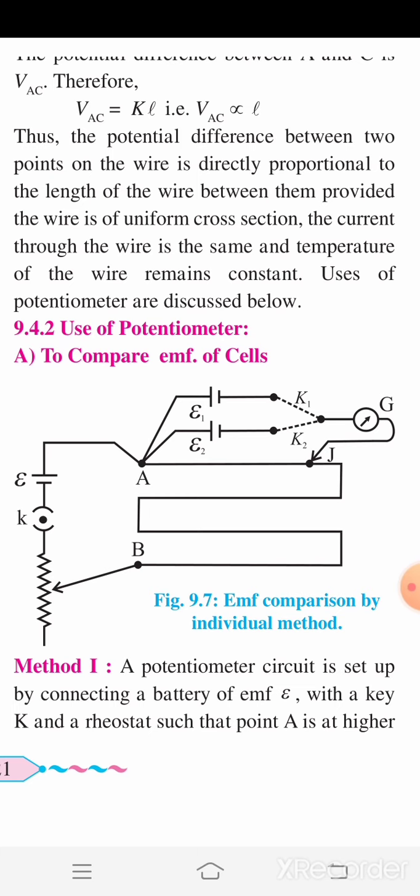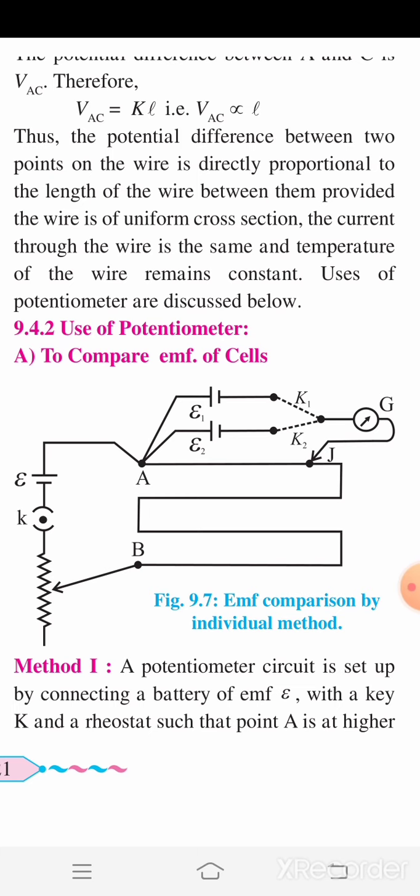The principle of potentiometer is: the potential difference or potential drop across any two points of the wire, or across any portion of the wire, is directly proportional to the length of that portion. Means if the length between any two points of the wire is increased, then the potential difference across that portion of the wire also increases. That is the principle of potentiometer. On that principle, the potentiometer instrument works.